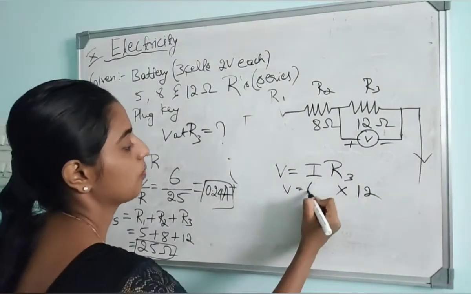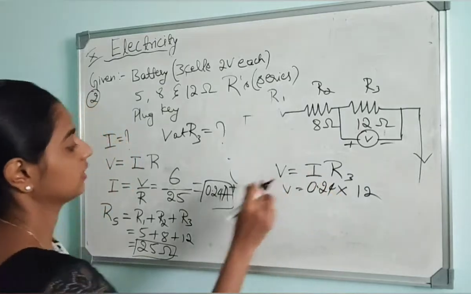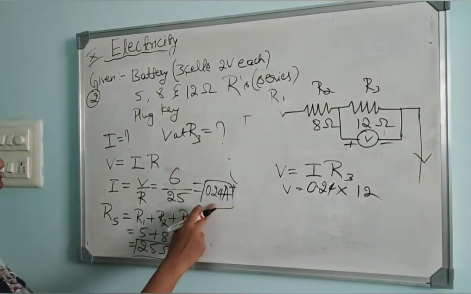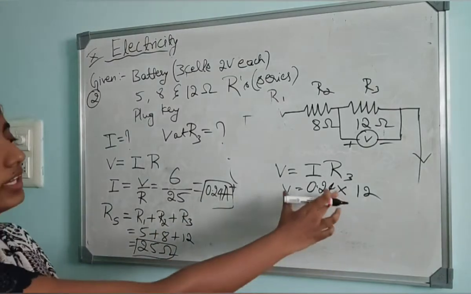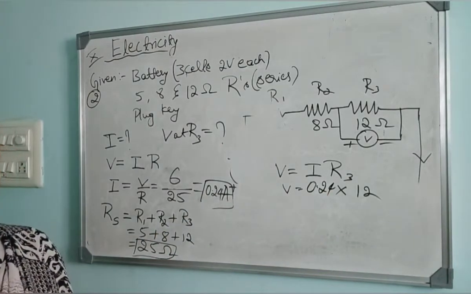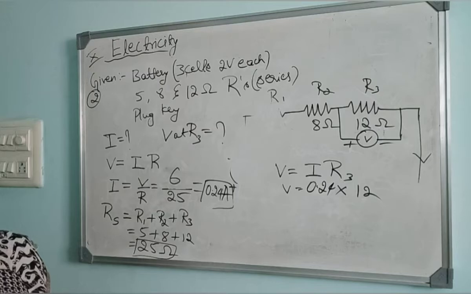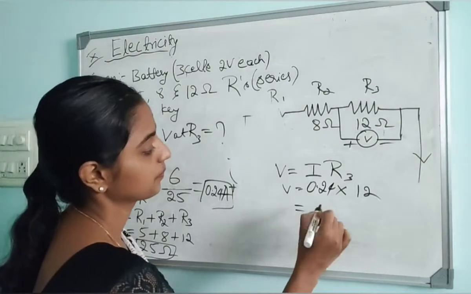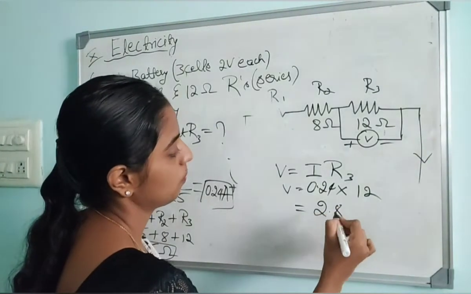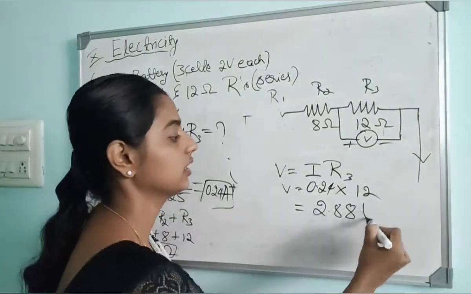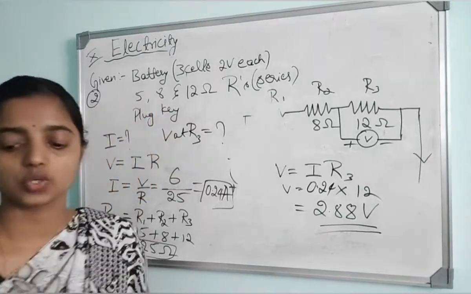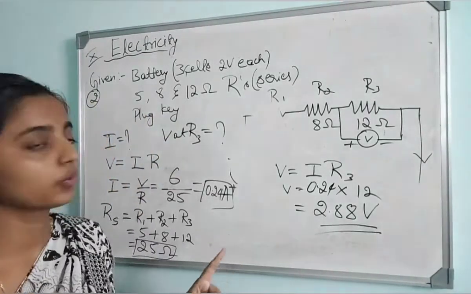So this is 0.24 current. So this is the total resistance. So after this only we found this one now. So the current is 0.24 and the resistance R3 is what? 12. And calculate and see, you will get the answer 2.88. And what is the SI unit? It is nothing but again voltage. So this is how you need to solve.